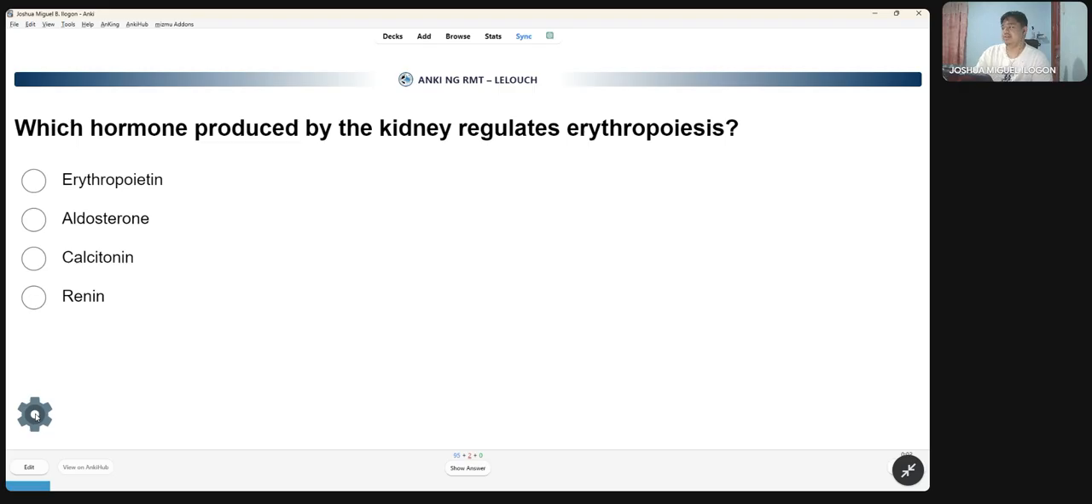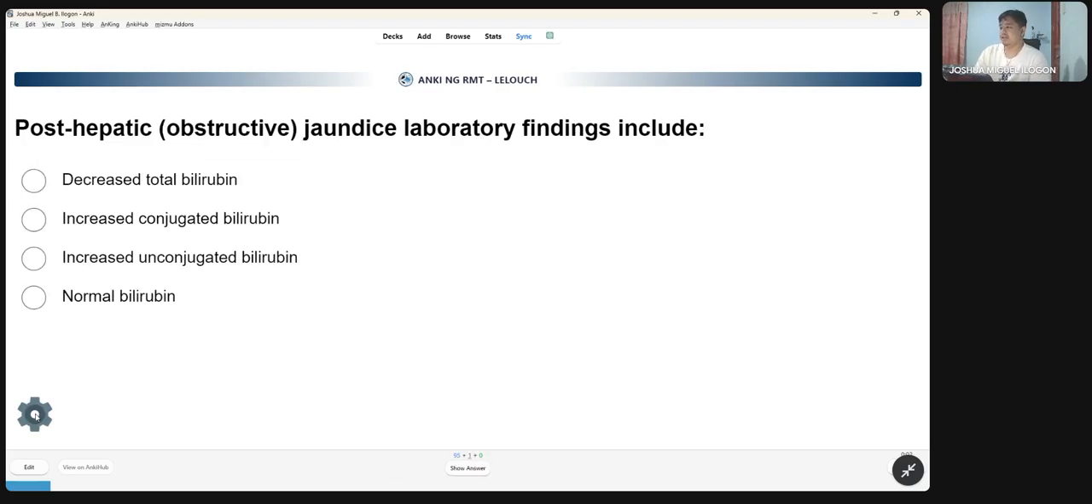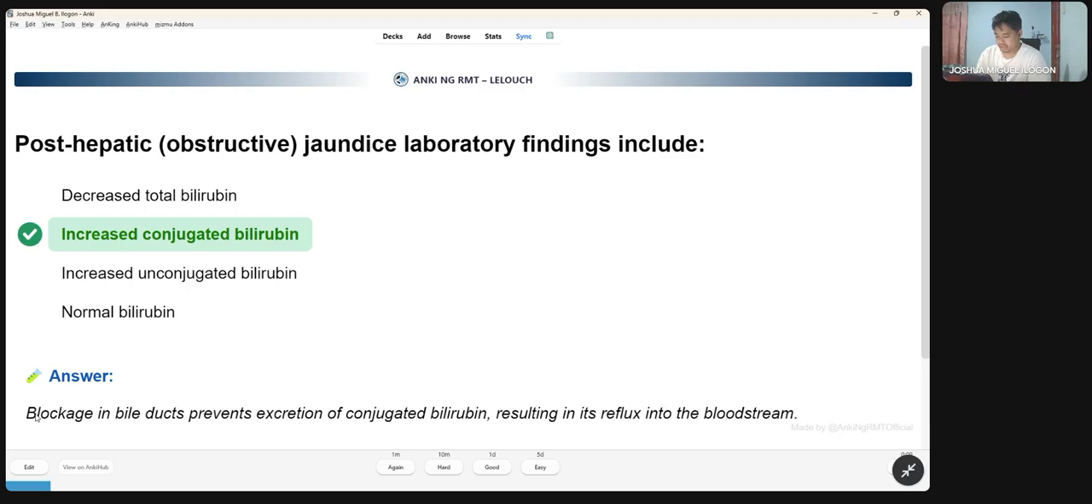Which hormone produced by the kidney regulates glycemic? Post-hepatic obstructive will increase conjugated. Unconjugated will increase in pre-hepatic, I think. Is it pre-hepatic? Yeah, unconjugated is the difference. Before liver, inside liver, and after liver. If you're talking about hemolysis, that's your prehepatic processing defect.